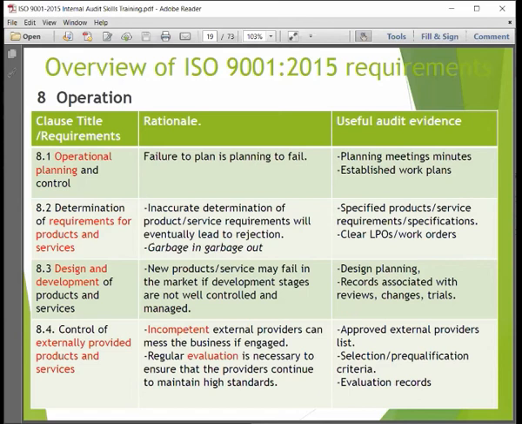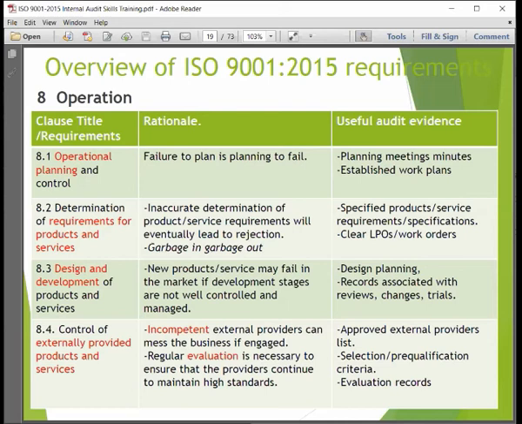Useful audit evidence: design planning. If there are those in business development or marketing, can they show you how they planned for that new product? Then the records associated with reviews and changes: if there were any changes, how were they communicated to relevant people? Did they do any trials? If it is possible to do them in service, maybe I don't know how they do it, but in production, usually they do some trials and tests to make sure that whatever they are giving out meets the requirement.